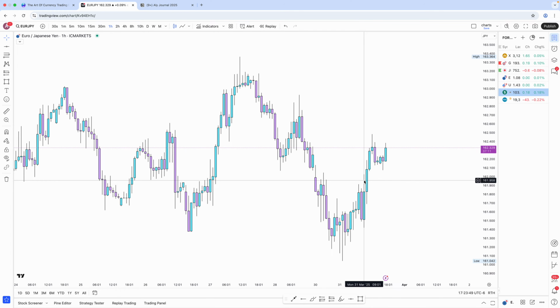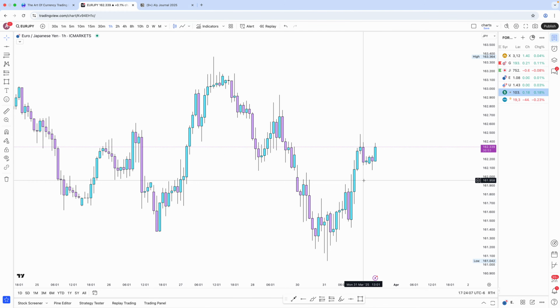Guys, welcome back. So today we're going to talk about manipulation and getting confirmation on the higher time frames for entries. There's a lot of you that get very frustrated when you enter a trade, it's going in the right direction, and then you get stopped out because of manipulation. So I'll talk about how you can avoid that.